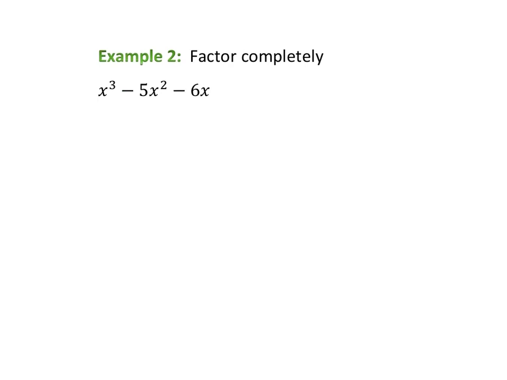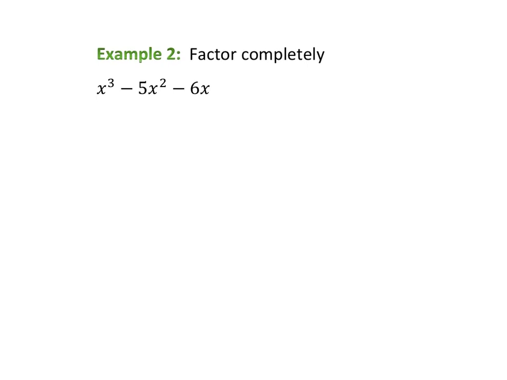Example 2, we're going to factor it completely. So again, the first question is always, is there a monomial? And in this case, there is. I can get an x out of all three terms. If I pull the x out, I'll divide each term by x, giving me x squared minus 5x minus 6.